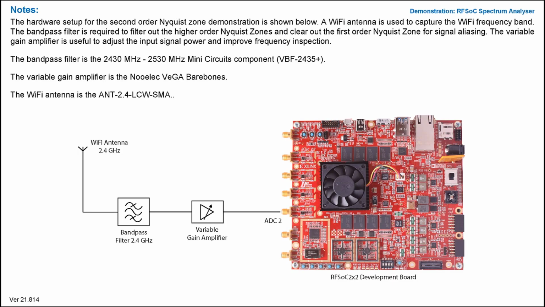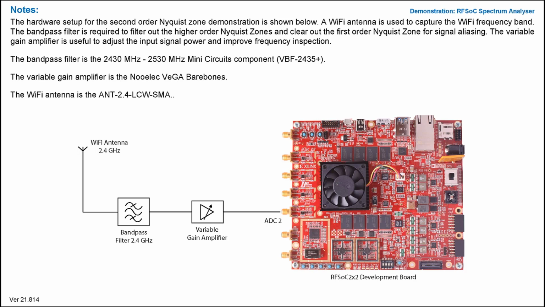Before starting this demonstration, it is useful to describe the hardware setup of the RFSoC 2x2 and external analog components. The hardware setup for the second Nyquist zone example requires a Wi-Fi antenna to capture signals in the Wi-Fi frequency band. A bandpass filter is required to clear out the radio spectrum in the first Nyquist zone, and a variable gain amplifier is required to adjust the input signal power and improve frequency inspection.